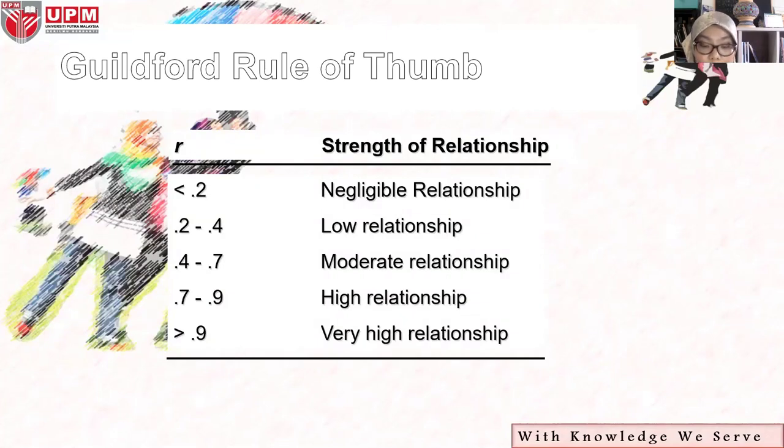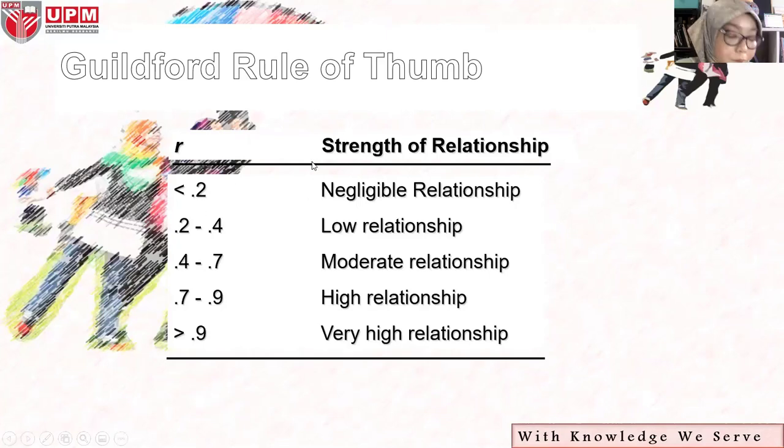Just to remind everyone, the symbol, negative or positive, just indicates the direction of the relationship, either negative or positive. But the existence of the relationship is determined by the numerical value.